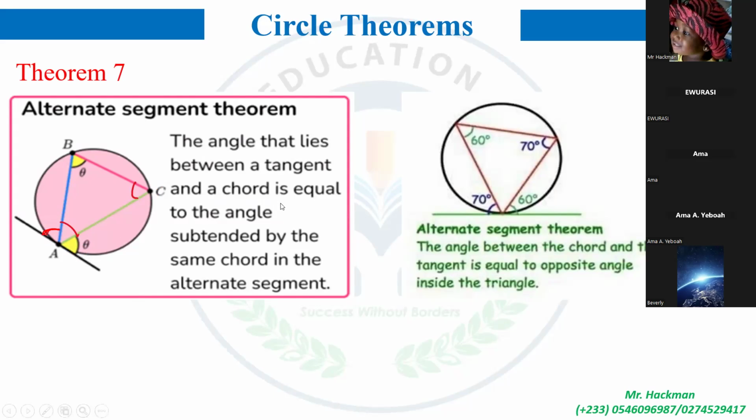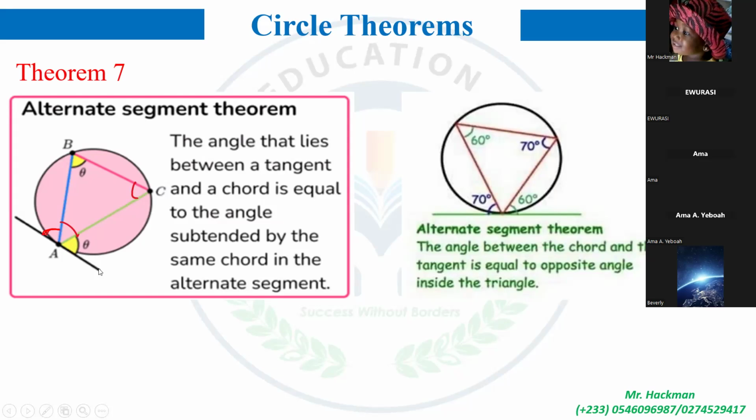So we said the angle between a tangent and a chord. I have one here, a tangent and a chord. This angle is equal to the angle subtended by the same chord in the alternate segment. Now, this is the problem. If you know the problem and you know the solution, we are good to go. The problem is, how do you locate the angle in the alternate segment? For you to say that these two angles are equal, I'm going to give you a very simple way to locate the angle that will be equal to the angle between this chord and the tangent.